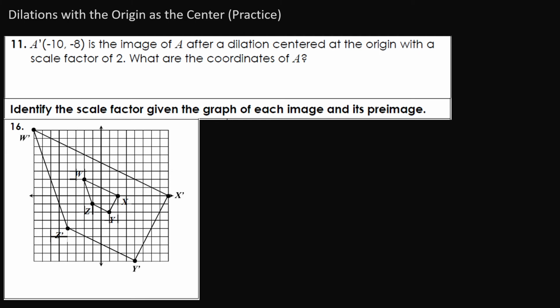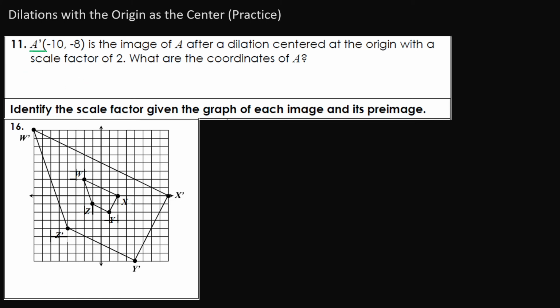So looking at number 11, we're given that A prime at -10, -8 is the image of A after a dilation centered at the origin with a scale factor of 2. And we're asked to identify what the coordinates of A are. So in this case, we're going to have to work backwards.